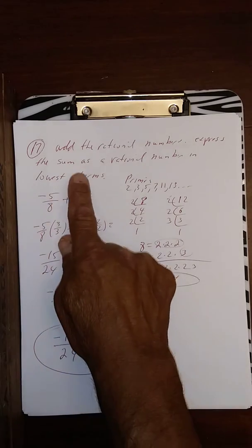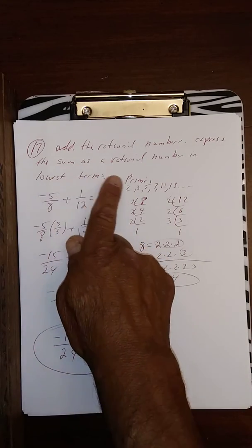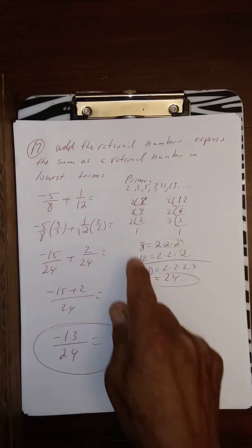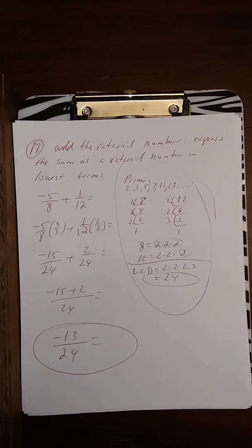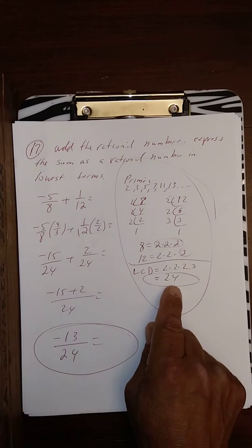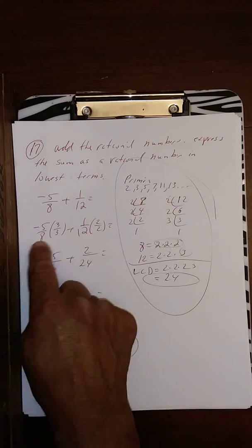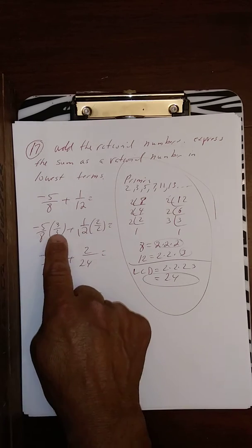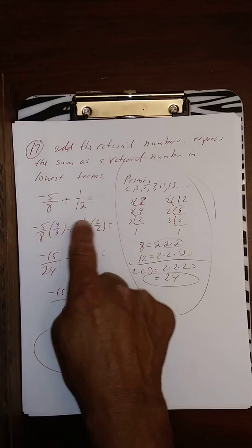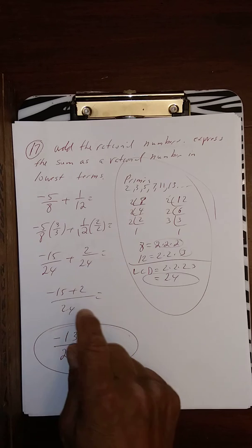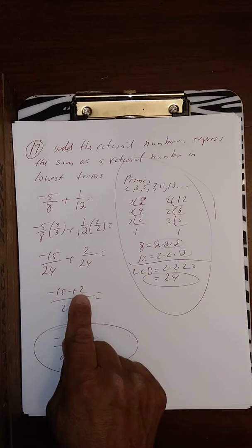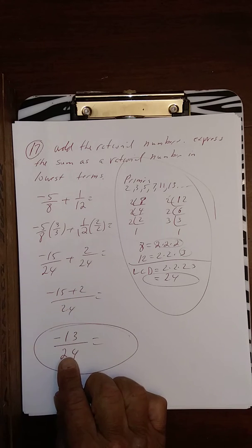Add it. Let's see. Right. Add the rational number. Express the sum as a rational number in lowest terms. Alright. Again, we use our prime numbers. And the LCD is 24, so we gotta have 24 in both parts, right? The denominators. 3 times that, 3 times that, 2 times that, 2 times that. So we're gonna have negative 15 over 24, 2 over 24. Add those together, we're gonna get a negative 13 over 24.